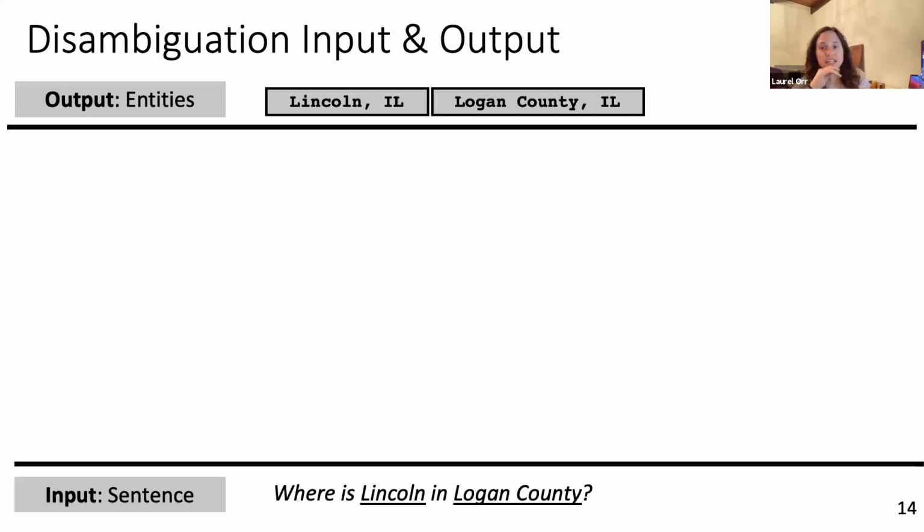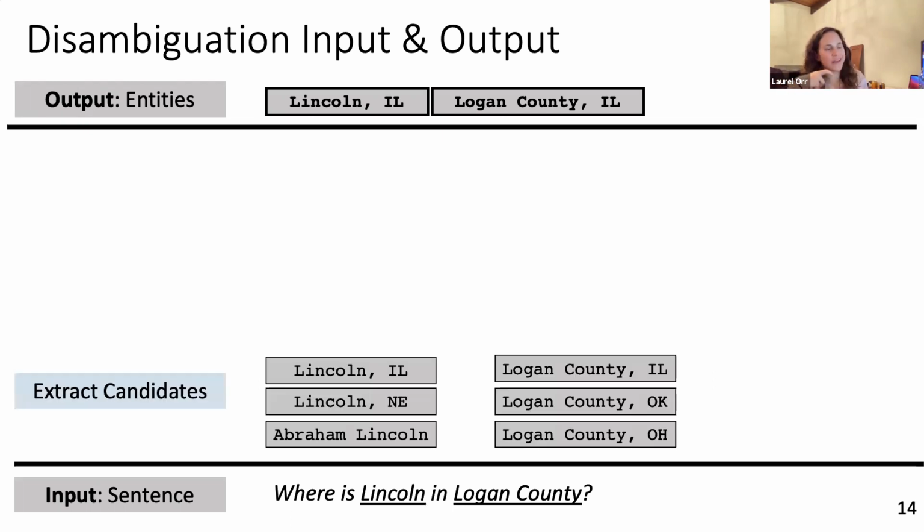Okay, before I get into the structured knowledge, I'm going to give you a primer on how NED systems work under the hood. Given an input sentence, like "Where is Lincoln in Logan County," the output needs to be the entities that participate in that text. The first step is what we're calling candidate generation, where you extract possible candidates. Here, Lincoln would have candidates like Lincoln, Illinois, or Lincoln, Nebraska. And Logan County would have candidates like the Logan County in Illinois, or the one in Ohio or Oklahoma.